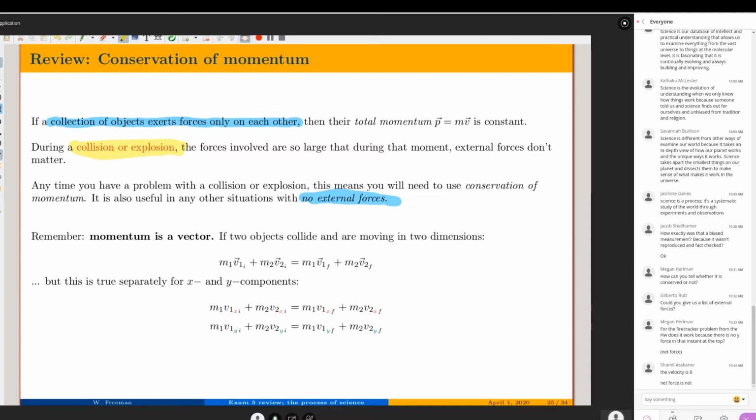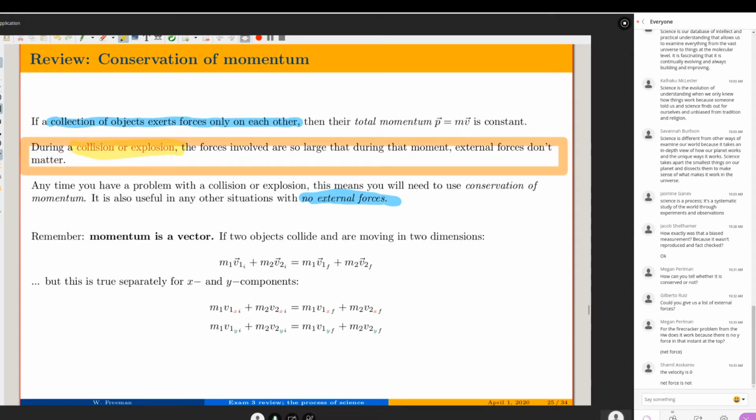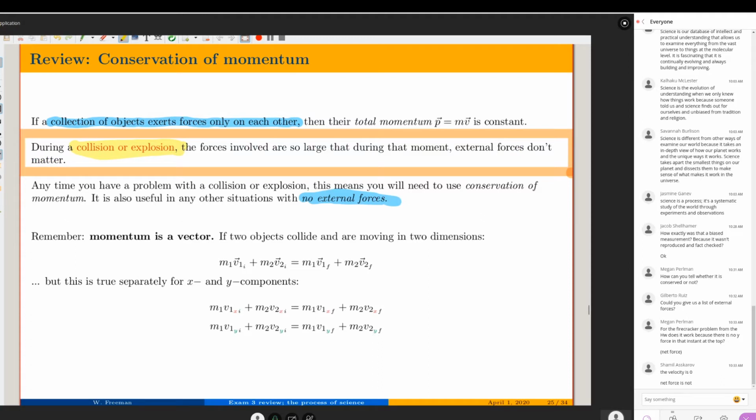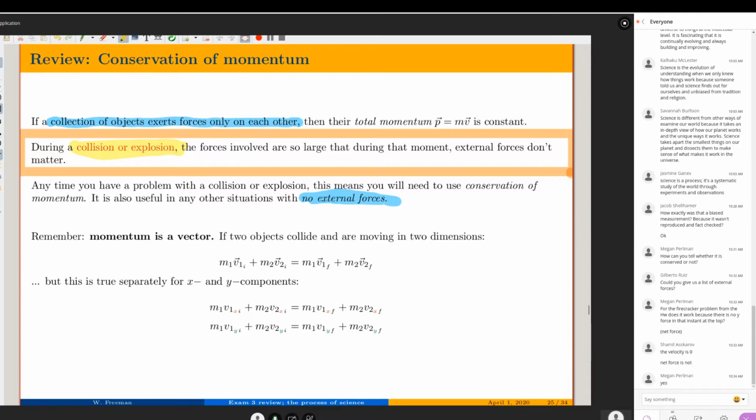So the thing that you should write in your notes and put a little star on is that the thing that signals to you to use conservation of momentum in a problem is whenever you have a collision or explosion. 99% of the time, that's going to be the time when you should use conservation of momentum. So Megan and Gilberto, does that help in understanding when to use conservation of momentum? It really is as simple as things are colliding. Okay.